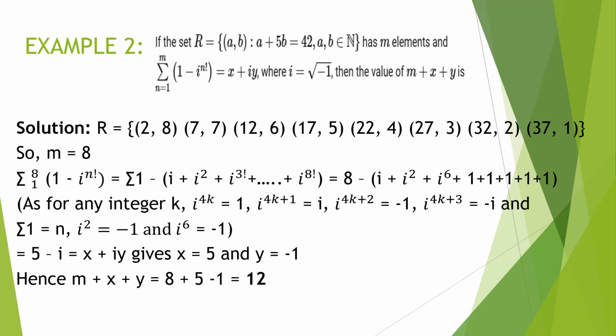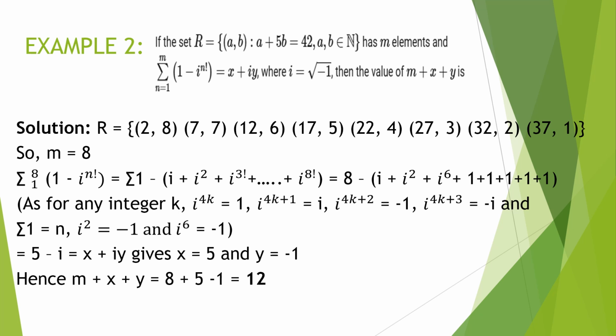So 4 is multiplied by some integer. Same way 5 factorial is 5 into 4 into again 3 into 2 into 1. So after 3 factorial, starting from 4 factorial up to 8 factorial, all are multiples of 4. So i raised to 4k is 1. So we directly put that equal to 1.